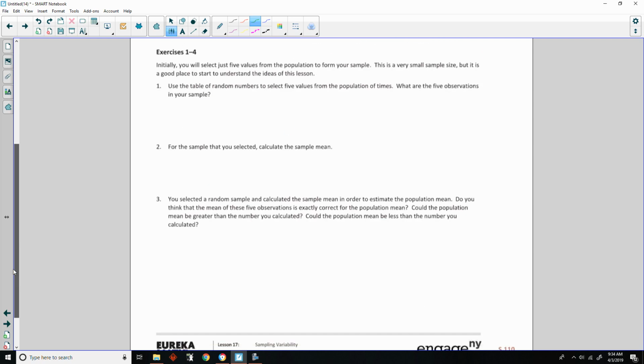So exercises 1 through 4 says, initially you will select just 5 values from the population to form your sample. This is a very small sample size, but it is a good place to start to understand the ideas of this lesson. Use the table of random numbers to select 5 values from the population of times. What are the 5 observations in your sample?